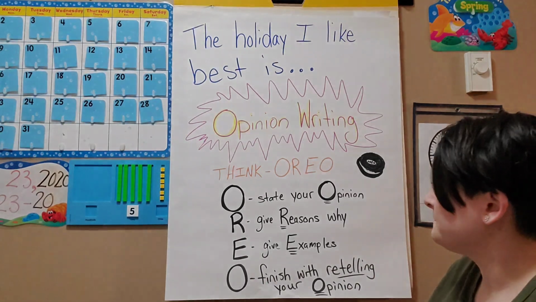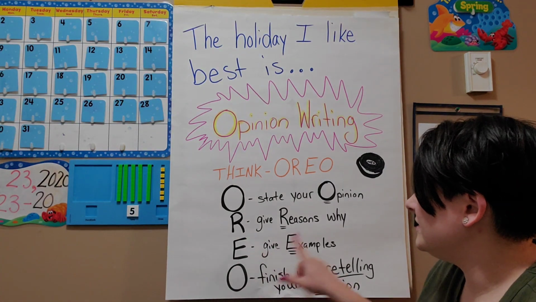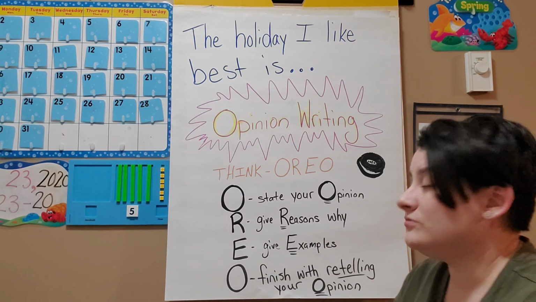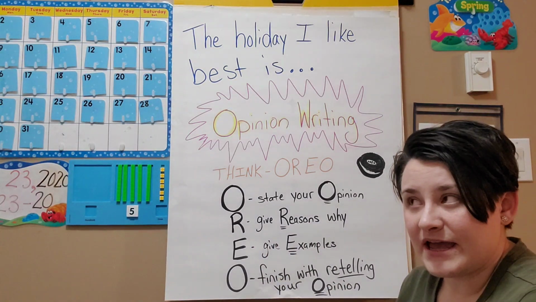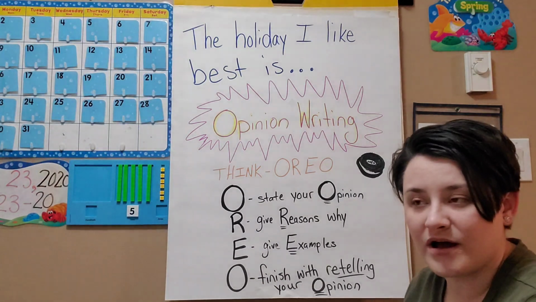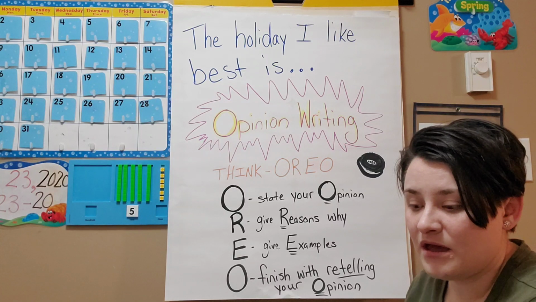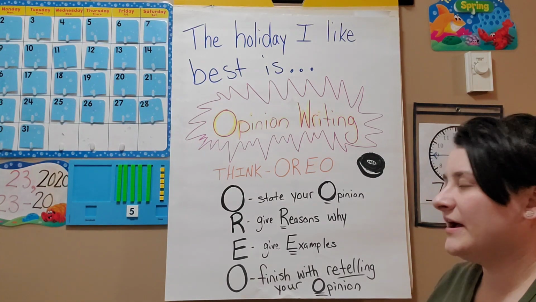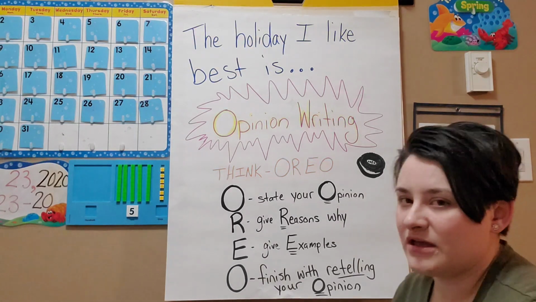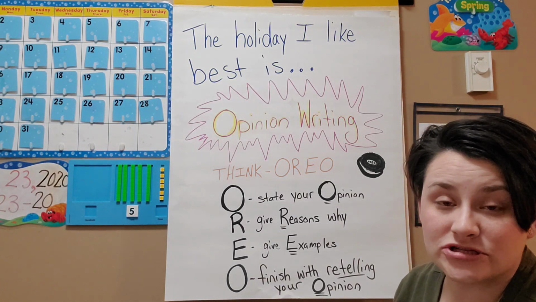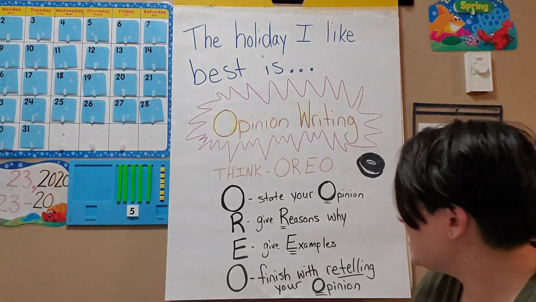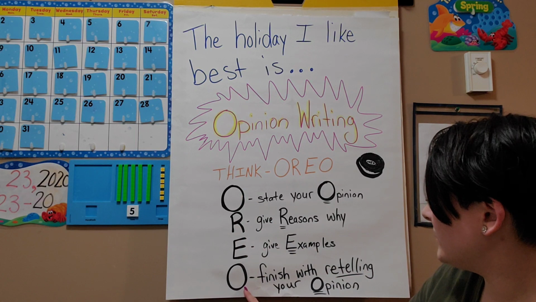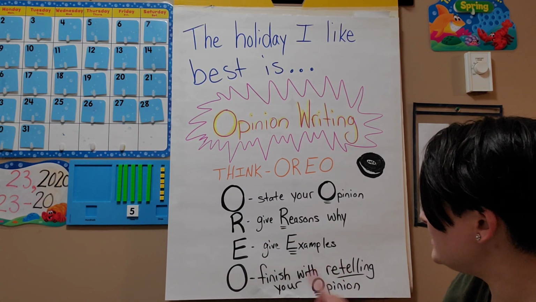Bam, right there. E, give examples. So if you like the food that you eat on that holiday, then tell me what kind of food it is. Okay? I really like the turkey I eat on Thanksgiving. Or my favorite is my great-grandmother's carrots that she cooks every year. Okay? O. O for the last O in Oreo is you finish with retelling your opinion.